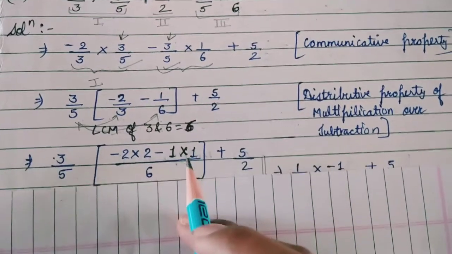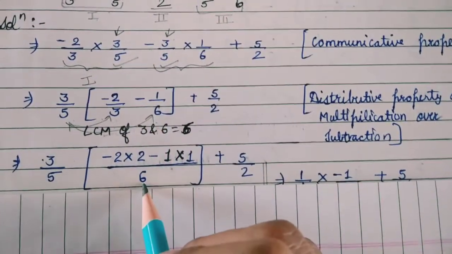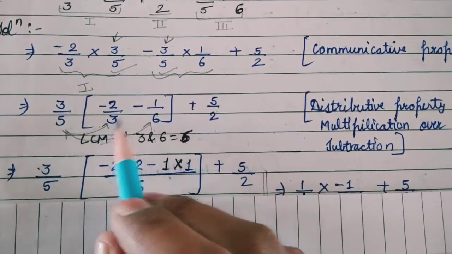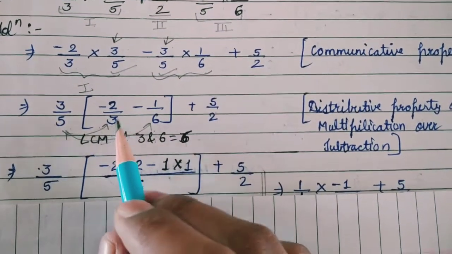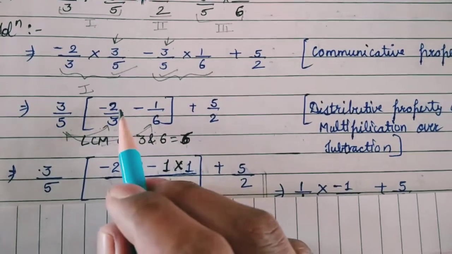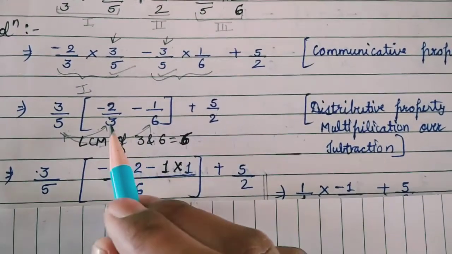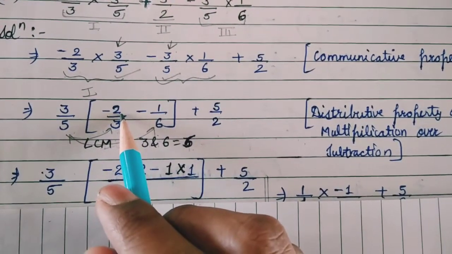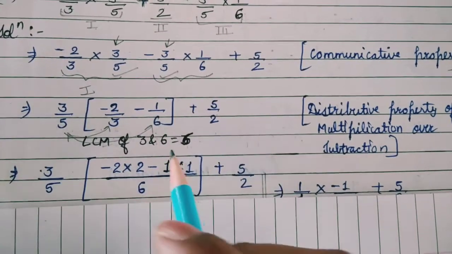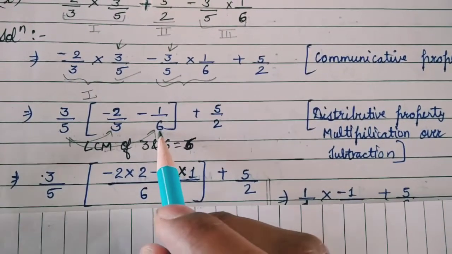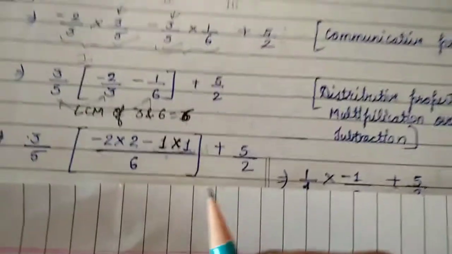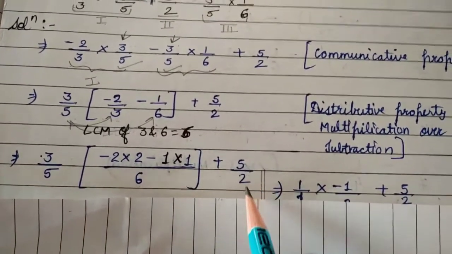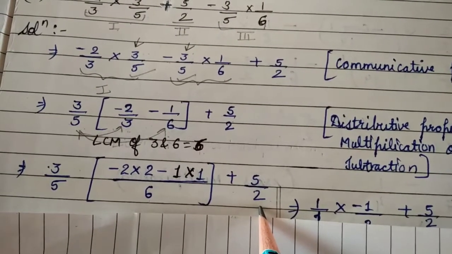It means that we will make the denominator 6, and 3 can become 6 in 2 times. So that's why we are multiplying the numerator by 2. In the table of 3, 6 comes 2 times. That's why we are multiplying by 2 in the numerator. And here in the table of 6, 6 comes 1 time. That's why we are multiplying 1 by 1. And positive 5 upon 2 will remain the same.